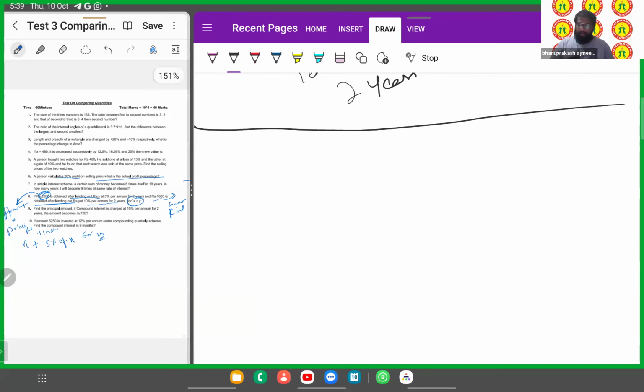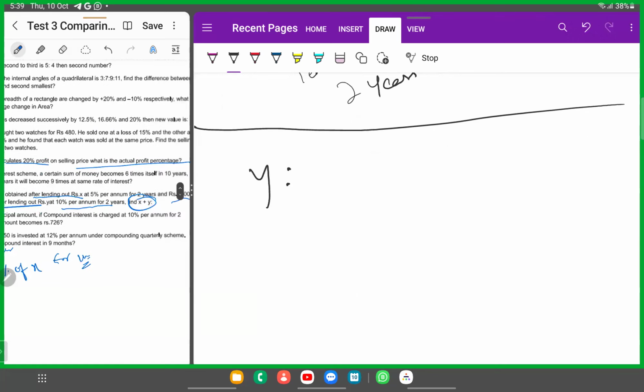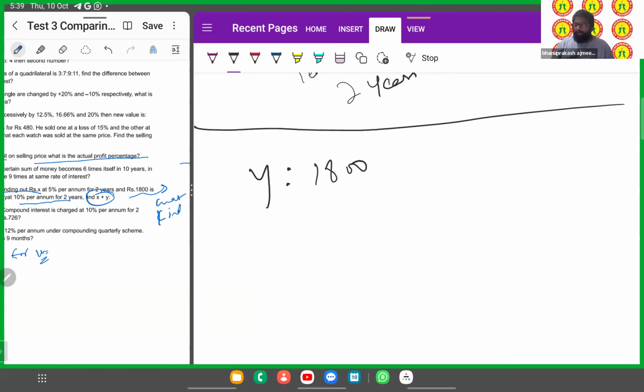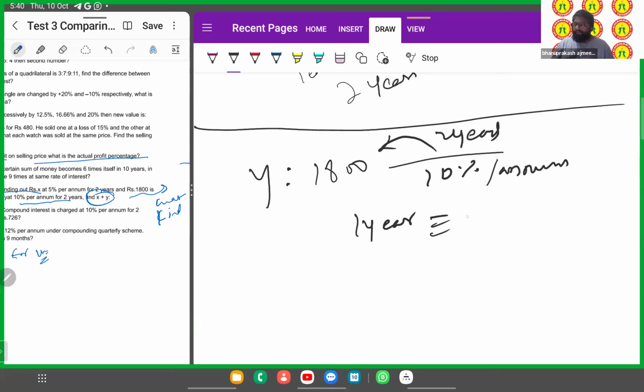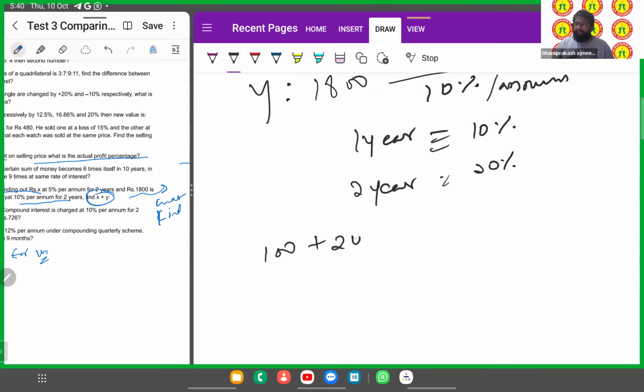Now please calculate similarly what the Y value is. So 1800 rupees after two years at an interest of 10% per annum. For 1 year it is 10%, so for 2 years the interest is 20%. So 100% plus 20%, that is 120%, will be equal to 1800.